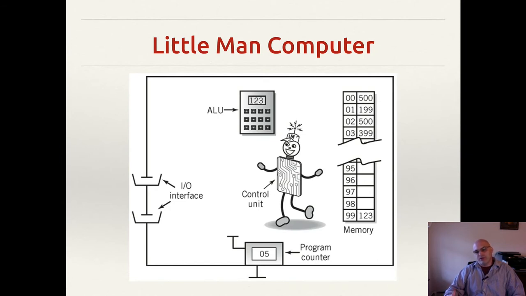If you branched, we know that you change the program counter based upon the branch. So if the branch condition was true and the branch's operand in Little Man Computer said to change the program counter to 30, then you would change the program counter to 30. And on the next fetch, the little man would grab the instruction from mailbox 30, which is memory address 30 in a real machine. I/O interface, remember, was just the in and out box for Little Man Computer.